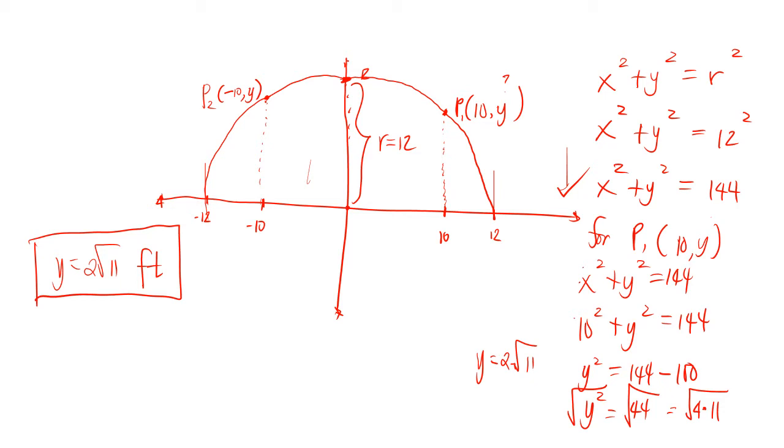This is also the edge on the other side, or the height of the lane on the other side, because they are symmetrical and both are at 10. If we substitute x equals negative 10 here, we would get the same result. So the final answer is y equals 2 square root of 11 feet. If you do not have any questions, let's proceed to example number 2.